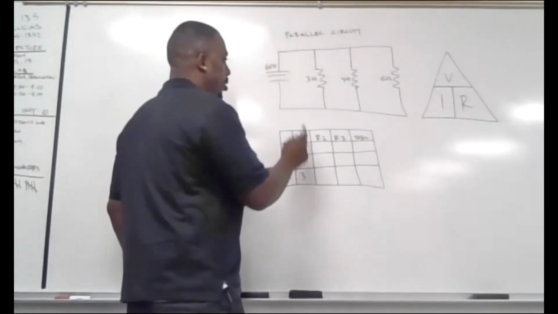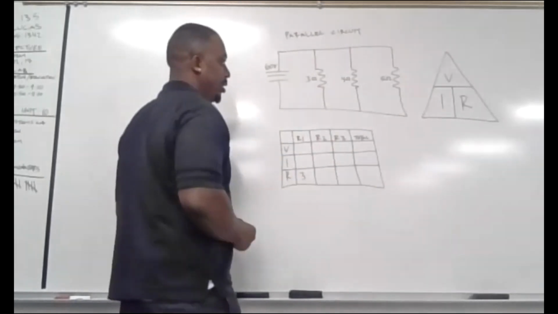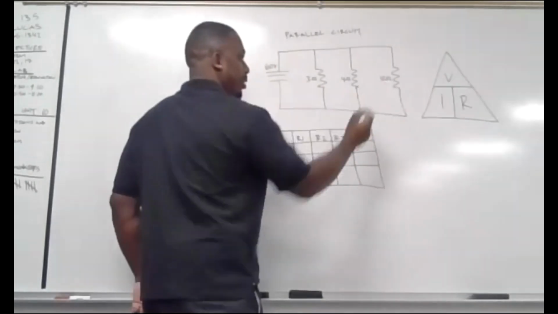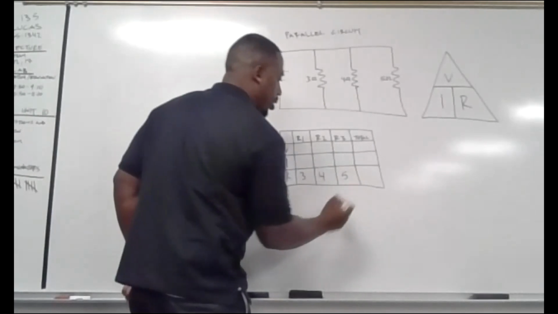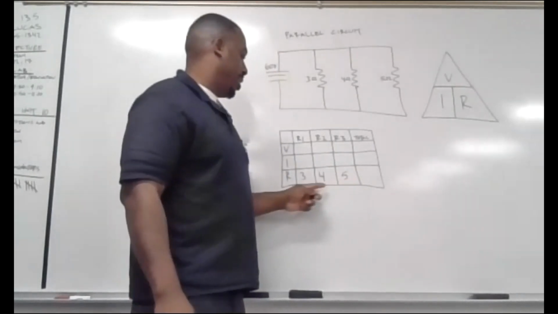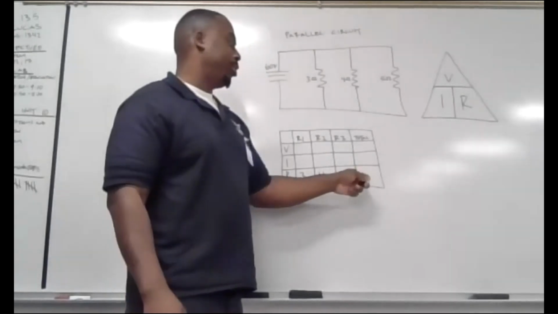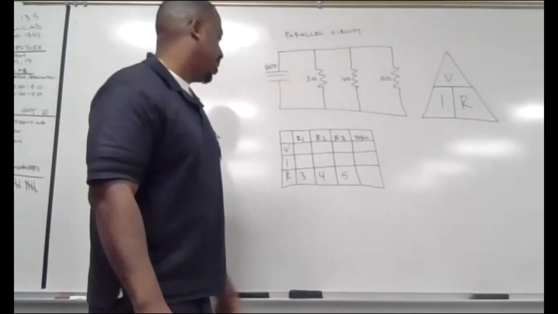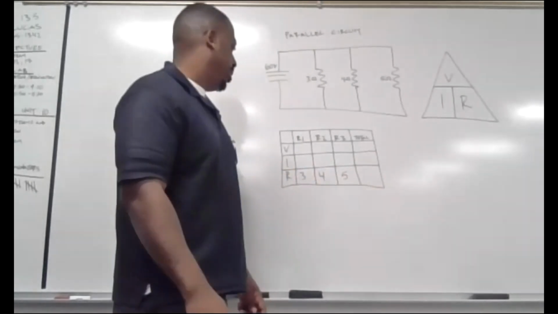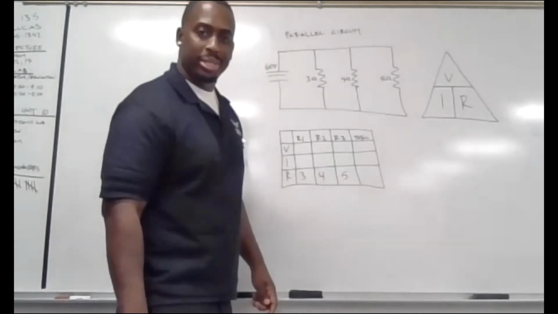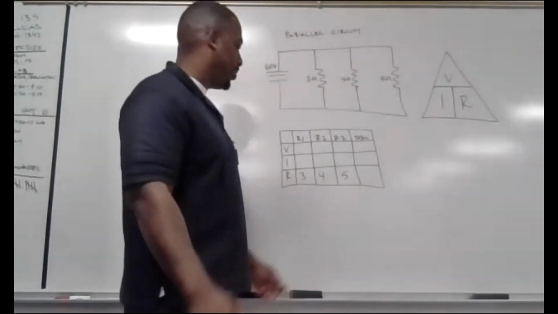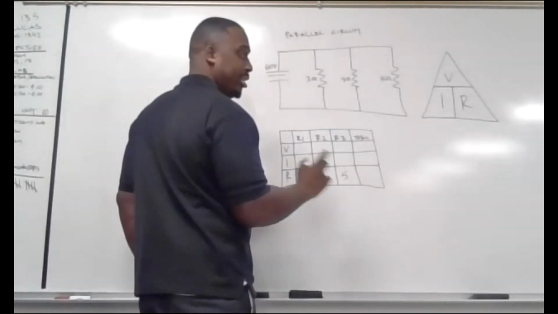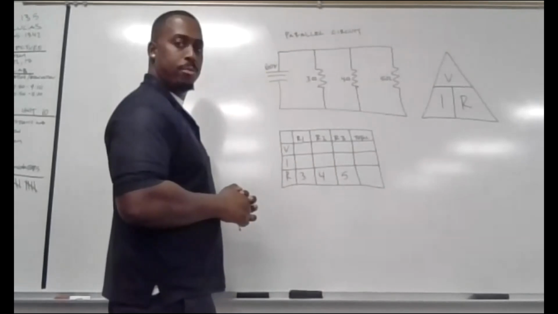So I have 3 ohms for resistance 1. Resistance 2 is 4 ohms, so I'm going to put my 4 in here. Then resistance 3 is going to be 5 ohms. So I got my 3 resistances. I don't have my total yet because it's not a series circuit. If it was series, I'd just add these up and I would have my total right there. I'd just put 12 here and be done with it. Anyway, I would put my total there if this was a series circuit, but it's not. It's parallel, so we got more work to do.